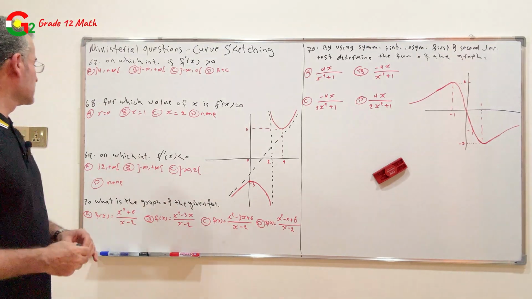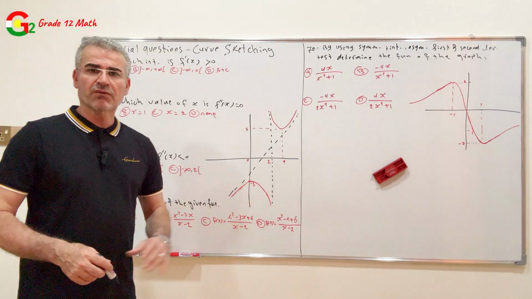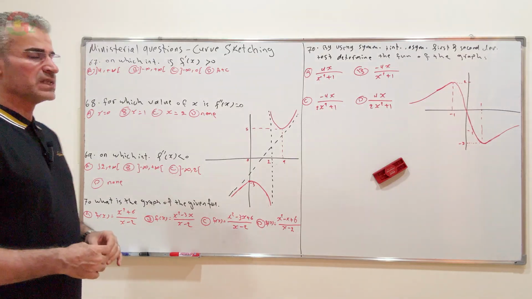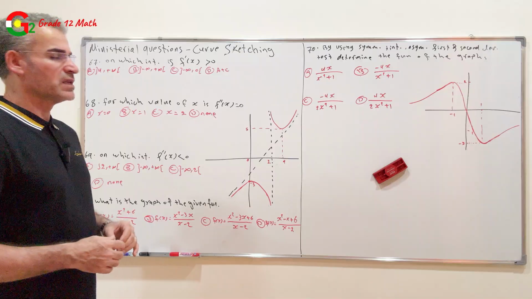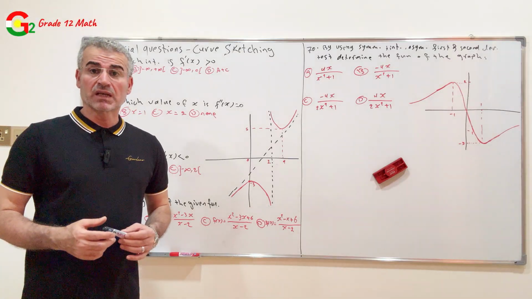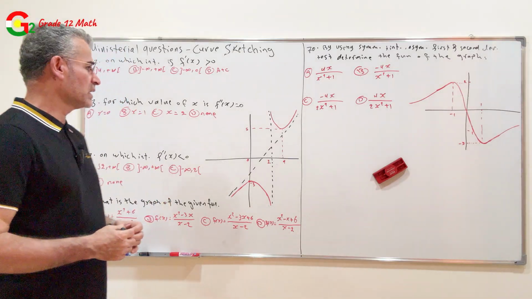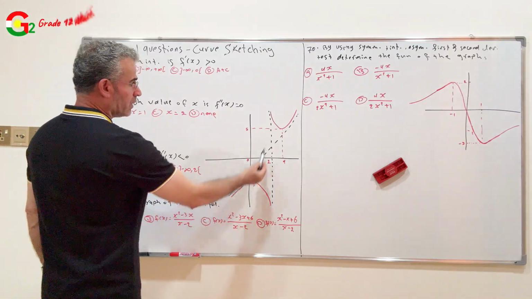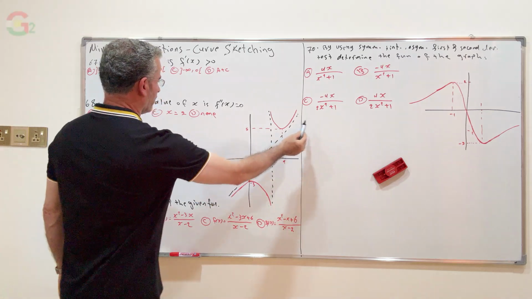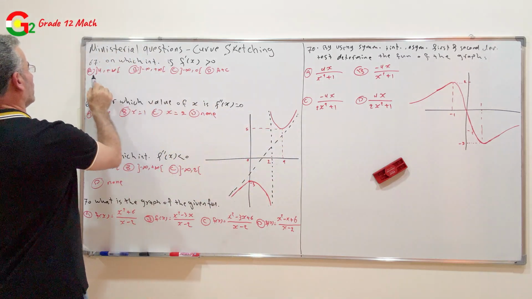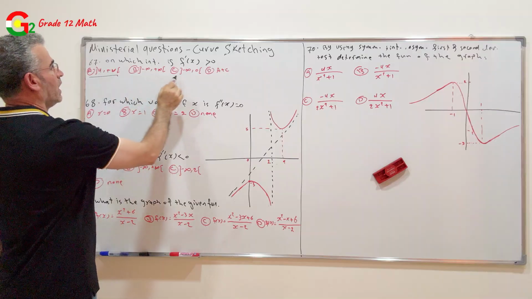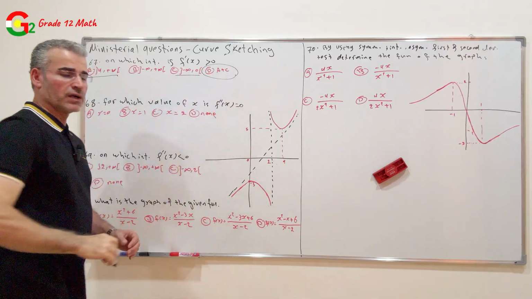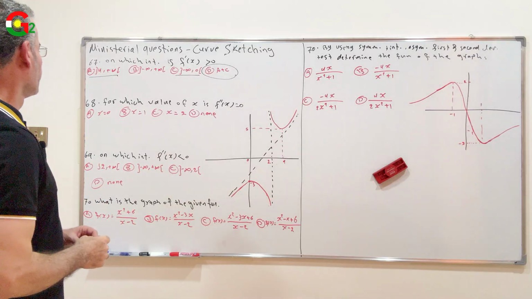Question number 67 to 70, use the graph on the right to answer them. Question number 67, on which interval is f prime of x greater than 0? F prime of x is greater than 0 when the function is increasing, and the function is increasing from negative infinity to 0 and from 4 to positive infinity. Therefore, choice D is the right choice, A and C.